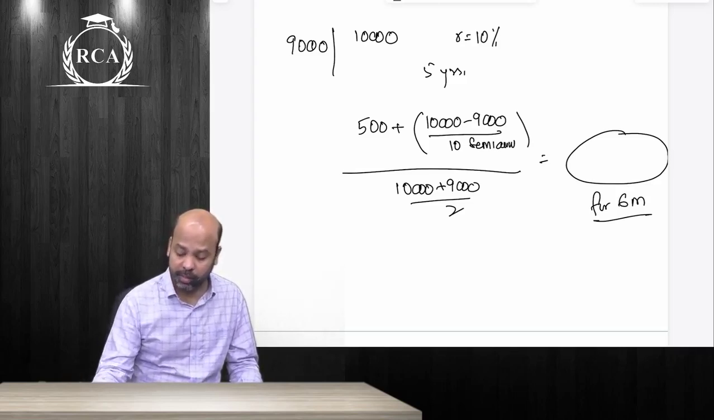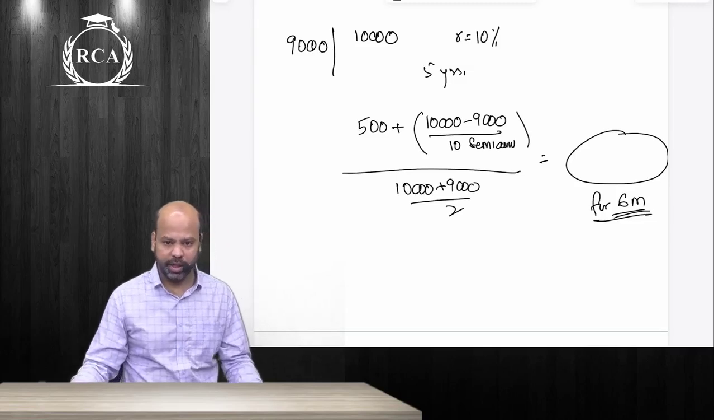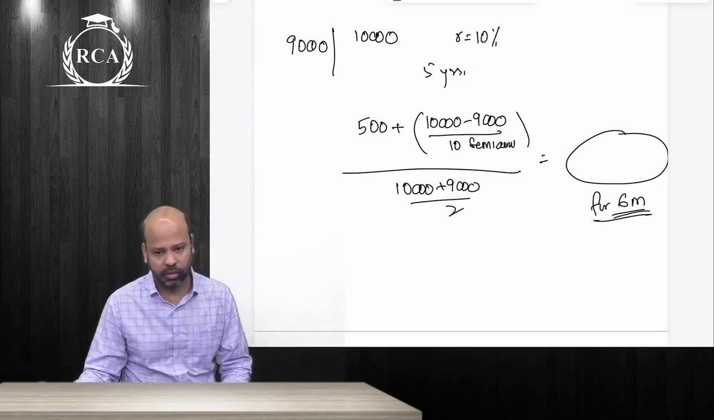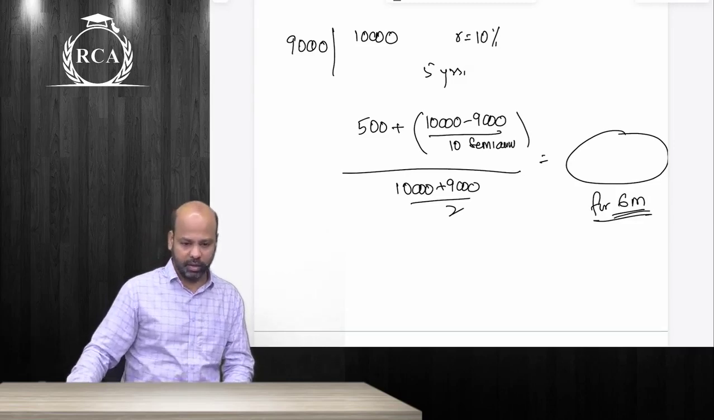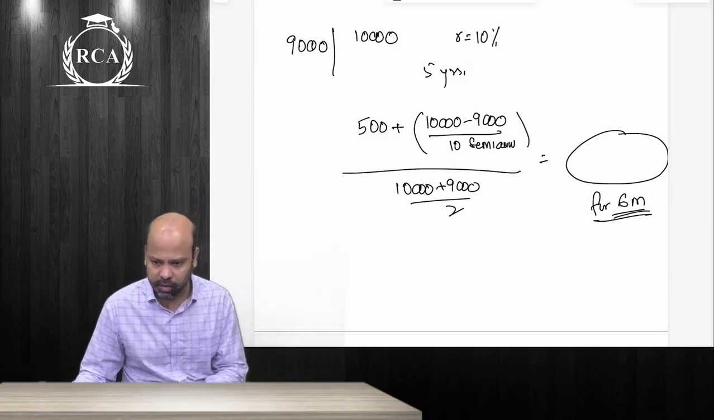Yeah, this is already R by 2 for 6 months. So directly compound it, whole power 2 minus 1. Is that clear beta? Any doubt in this, kids?